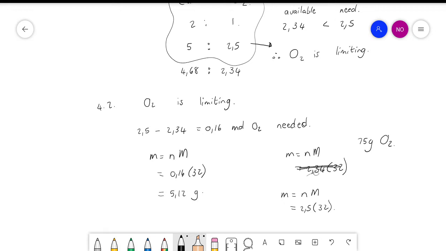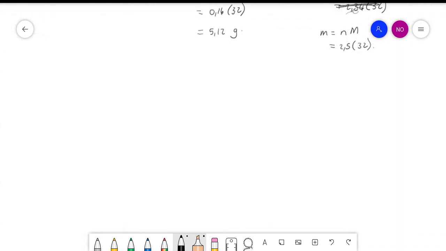Okay. Everyone happy with that? Good? Got that. Moving on to percentage yield.